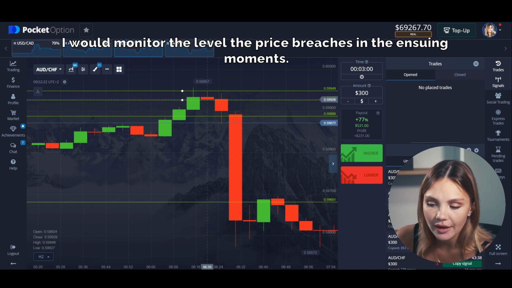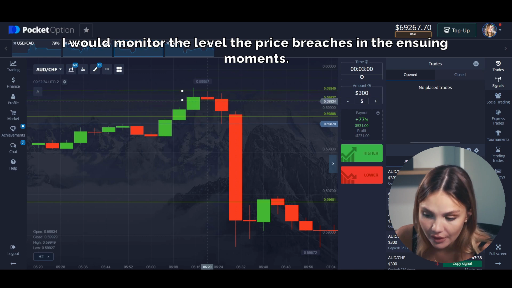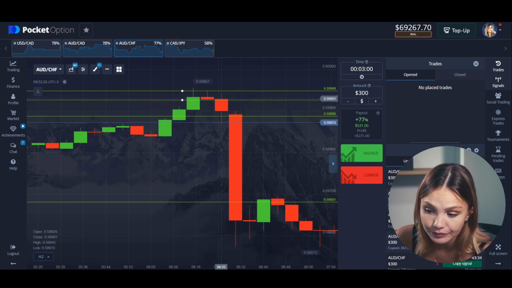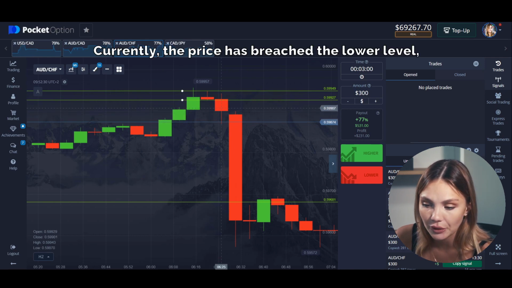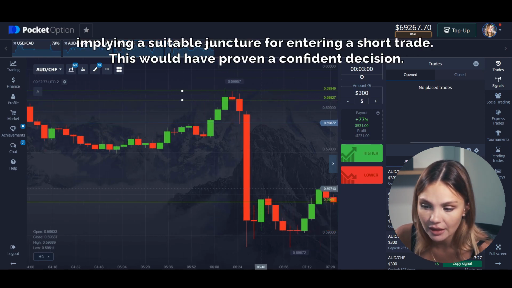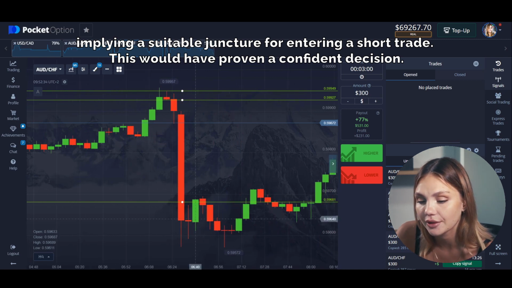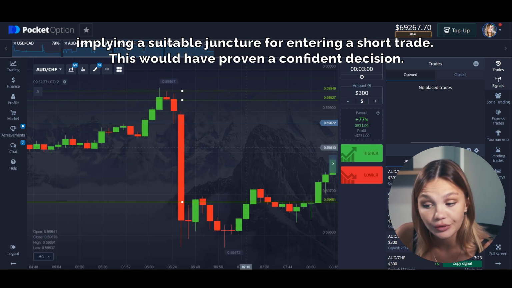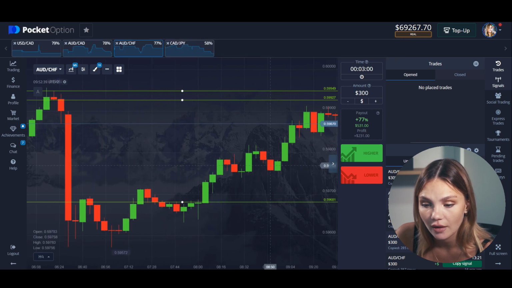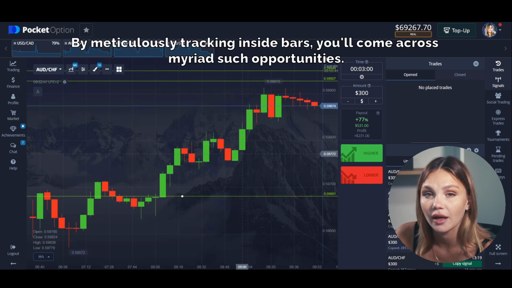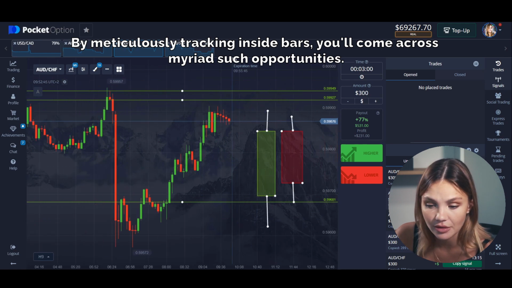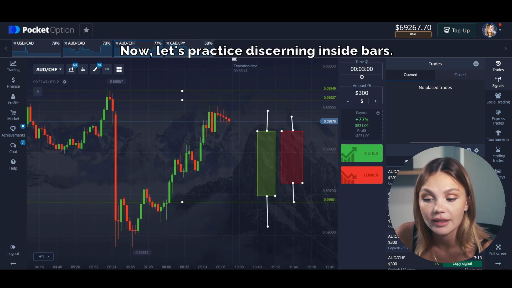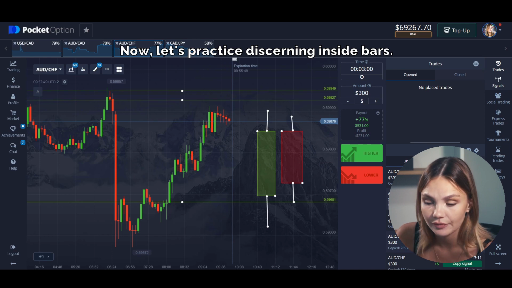I would monitor the level the price breaches in the ensuing moments. Currently, the price has breached the lower level, implying a suitable juncture for entering a short trade. This would have proven a confident decision. By meticulously tracking inside bars, you'll come across myriad such opportunities. Now let's practice discerning inside bars.